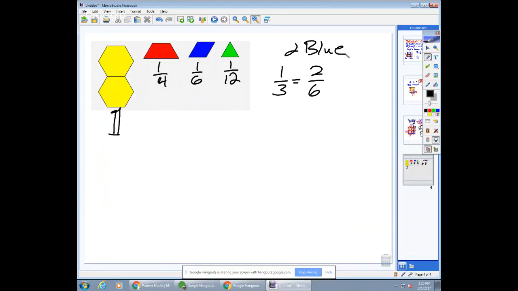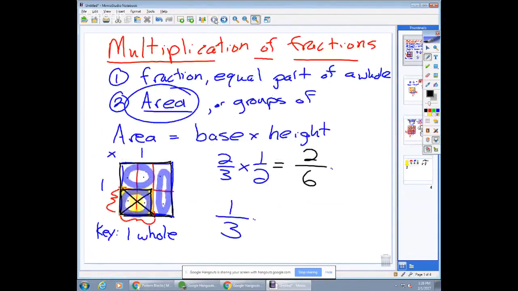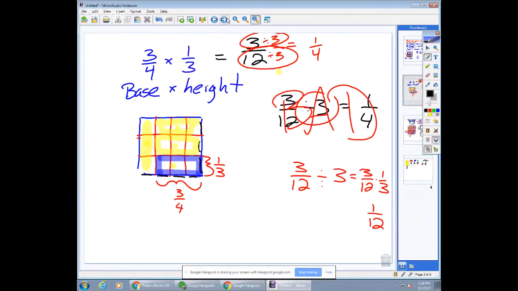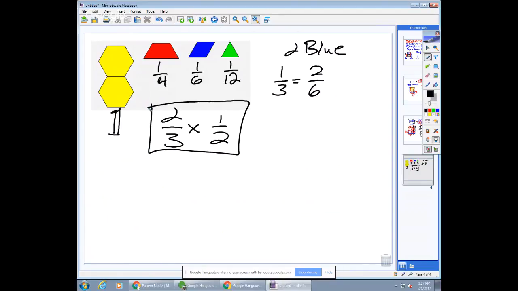All right, so we're going to try some multiplication with these. The first question I want to answer is, let's try one of the ones I did earlier. How about 2/3 times 1/2? Oops, I wrote that too high. Oh well, 2/3 times 1/2. So with these, it's a little harder to do the area because area is base times height, and these figures don't fit that description.